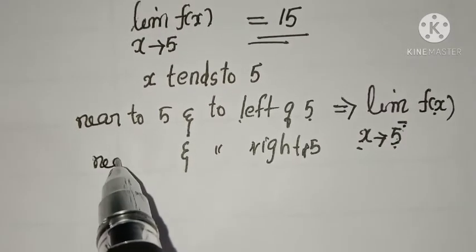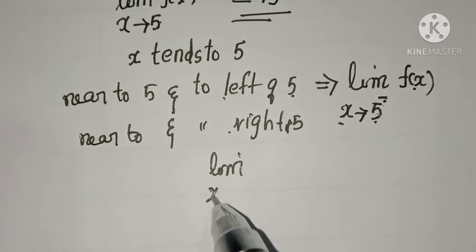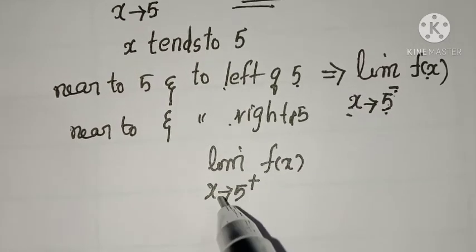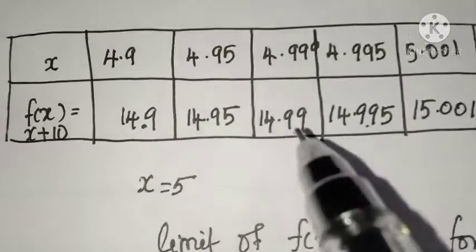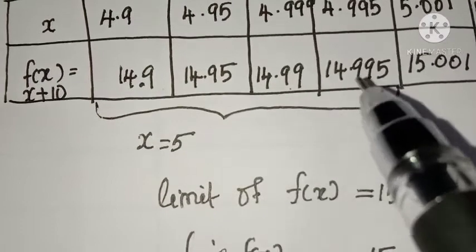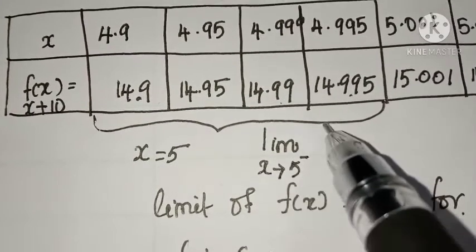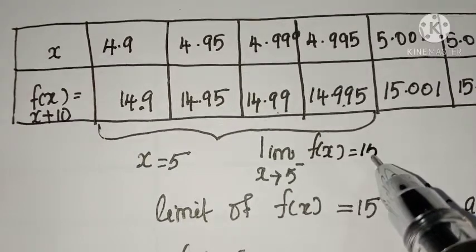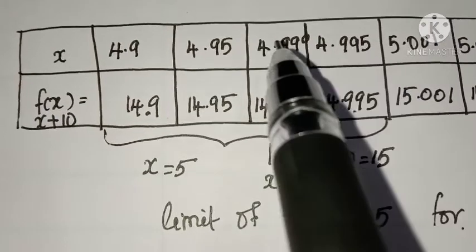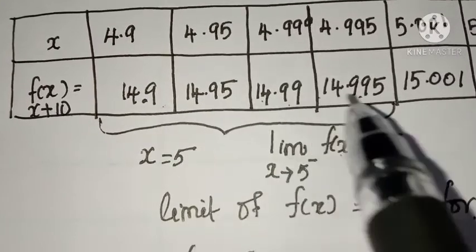And near to 5 and to the right of 5, this can be written as limit x tends to 5 plus f of x. Okay. So from this table, these values are very near to 15. So we can consider limit x tends to 5 minus f of x is equal to 15, because these values are very near to 5 and to the left of 5. So that the limit of the function f of x is very near to 15.